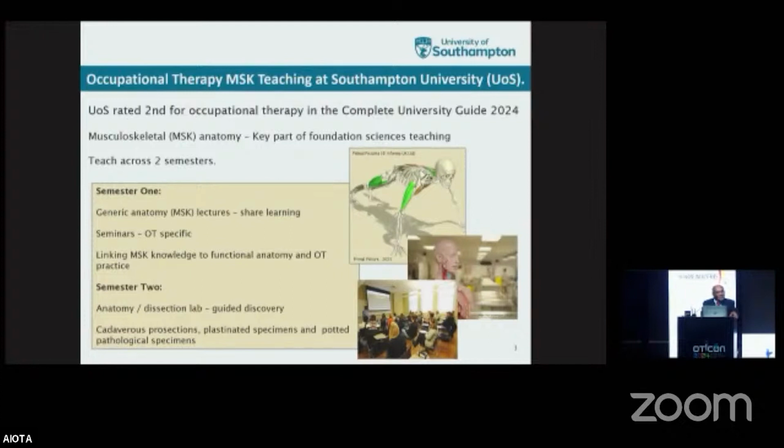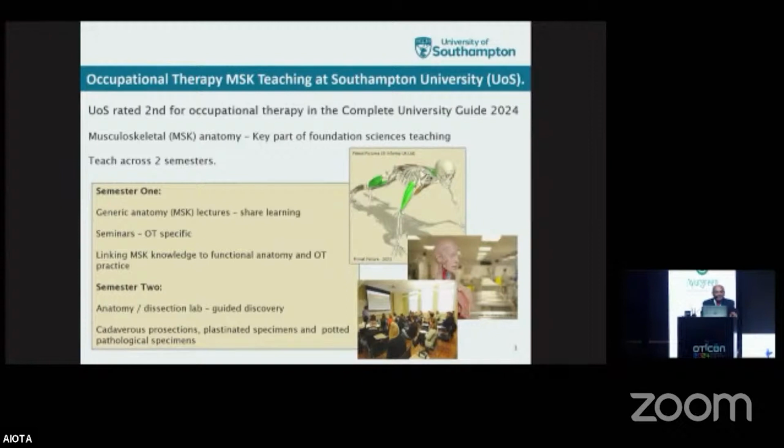So what happens in semester 1? We normally do the general anatomy, like anywhere, everybody does it, shared learning. Then we have seminars, but they are all OT specific. The OT-specific applied anatomy means all functional activities are applied using OT-specific subjects, linking musculoskeletal knowledge to functional anatomy in OT practice, so we emphasize this more, beginning from year 1.